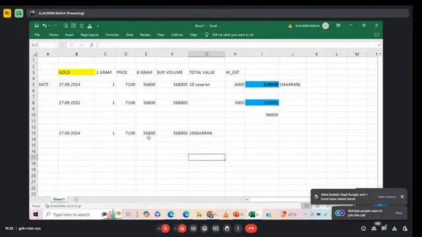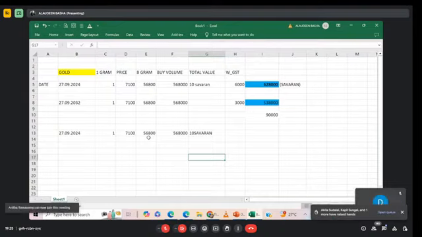Ma'am, per year 2.5%, normally. For 2 years, 5%. 2 eights are 16. Okay, 0.5 into 8 is 4. So total 20%. Yes, 20%, sir. 5 plus 5, 10, into 2, 20.